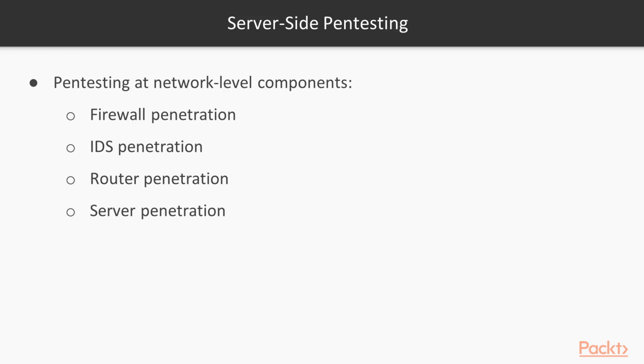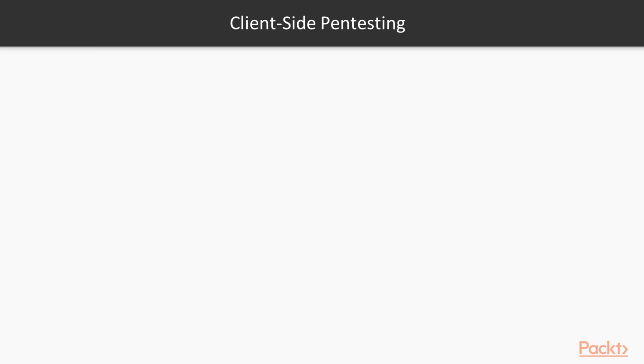There are other components also available, but these are the main ones. So you can see here that the devices which are connected at the network side, and which the client is not able to communicate with directly, that is called server-side pen testing. At the network side, if you try to pen test these kinds of components or devices, that is called server-side pen testing. I hope you have understood. Next is client-side pen testing.